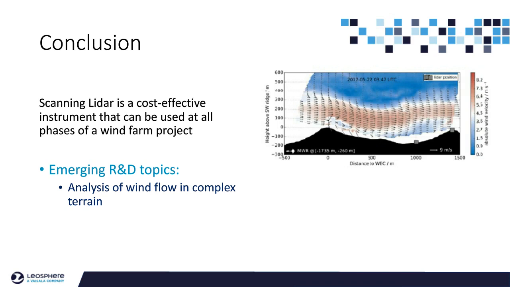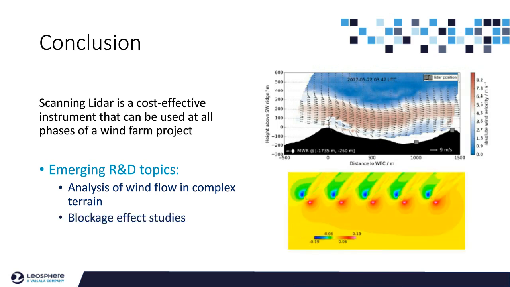And another topic of interest currently is the blockage effect studies. So this is a topic that is having an increasing interest. This was not usually taken into account until now, even though the turbine interaction losses, so the blockage effect, can have an impact on the overall wind farm production. And this is where a full 3D mapping of a scanning LiDAR can be of great benefit to really understand the wind farm layout, how the wind flow is reacting.